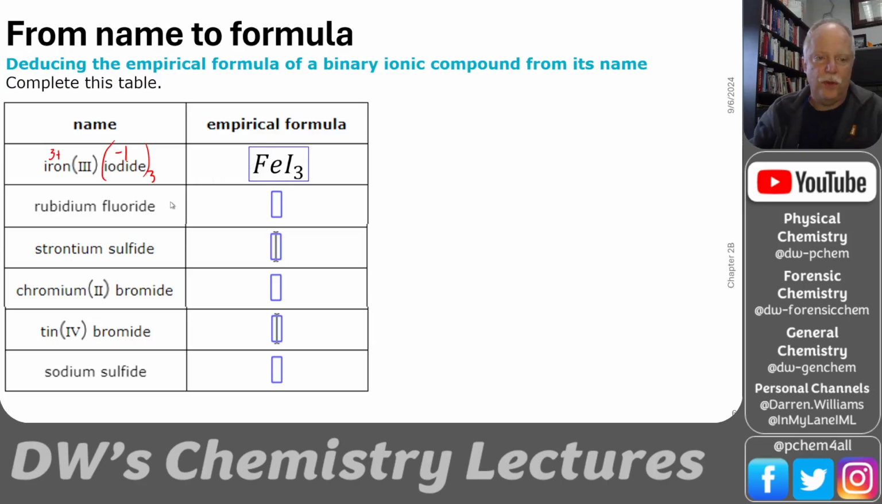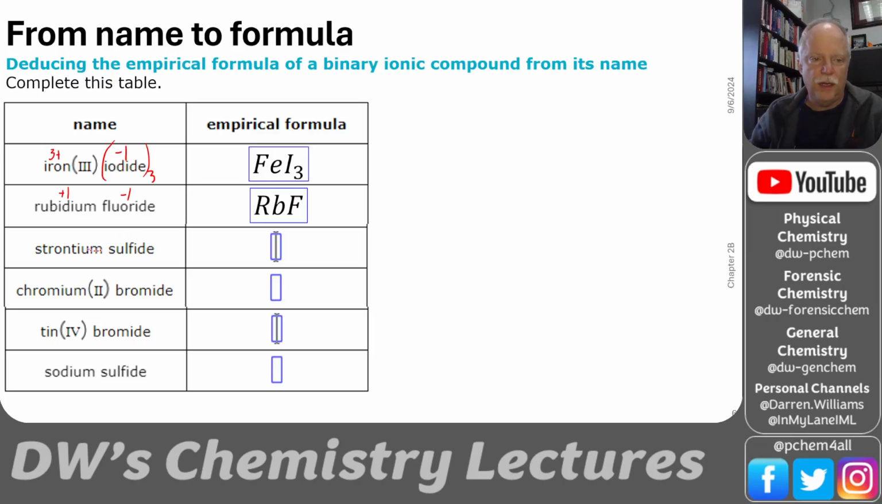Rubidium fluoride. Well, I know that the fluoride is a -1. So I need to go to the periodic table to find rubidium. So if I find rubidium, it's right below potassium. I've got a periodic table on my desk. So rubidium is in group 1A. So it's going to form a +1. So those match. So it's just RbF.